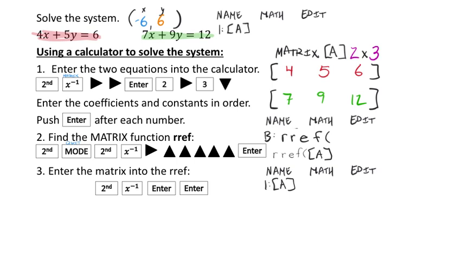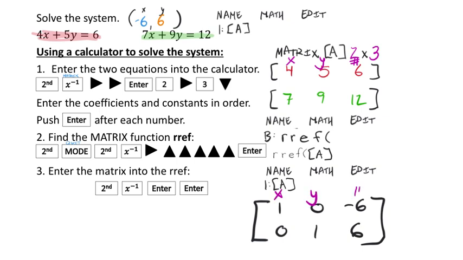All right. So after I push enter the second time, the calculator is going to give me some square brackets like this. It's going to say 1, 0, -6, and it's going to say 0, 1, 6. Well, how do I know that? Well, remember when we put the equations in, we had an x column, a y column, and then a constants column. It's going to work down here as well. You've got an x column, y column, and then a numbers column.